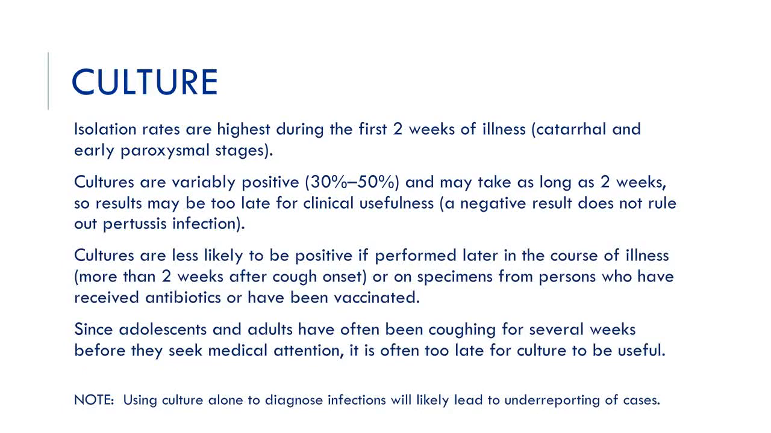So let's talk about culture, Bordetella pertussis culture. Isolation rates will be highest during the first 2 weeks of illness. So if you're going to do culture, the best chance you have of being able to isolate the organism is in the first 2 weeks during that catarrhal stage, and maybe even into the early paroxysmal stage of disease. We know cultures have variable positivity rates, as low as 30% and only as high as about 50-some%. Since it is a slow-growing organism, it can take up to 2 weeks or more to isolate the organism and appropriately identify it.